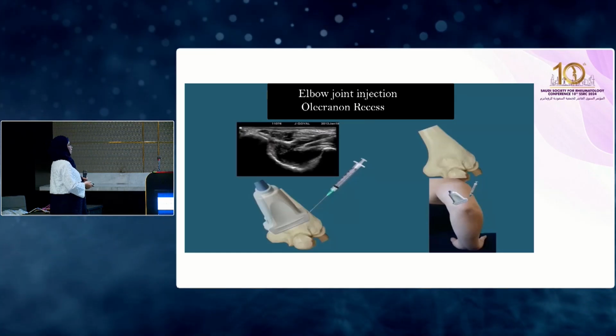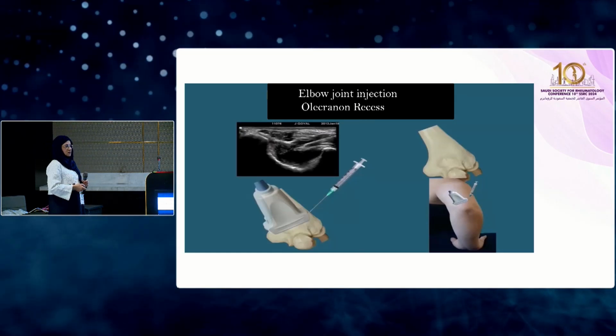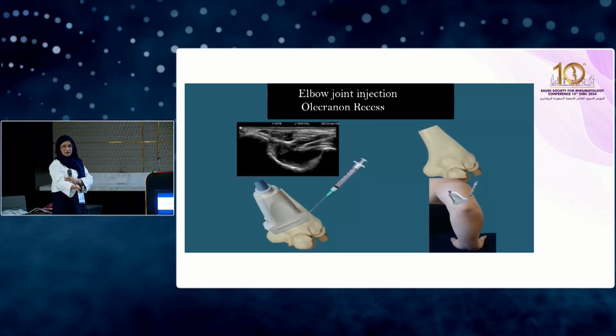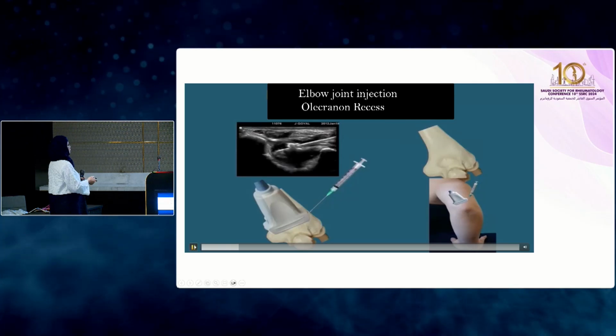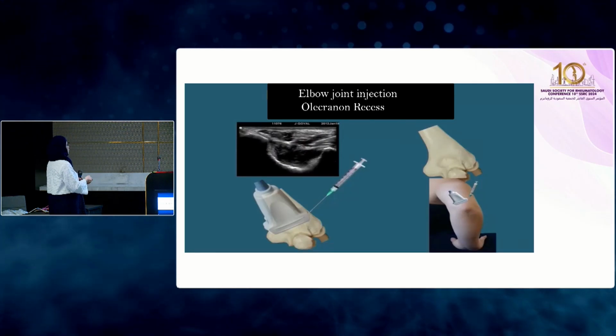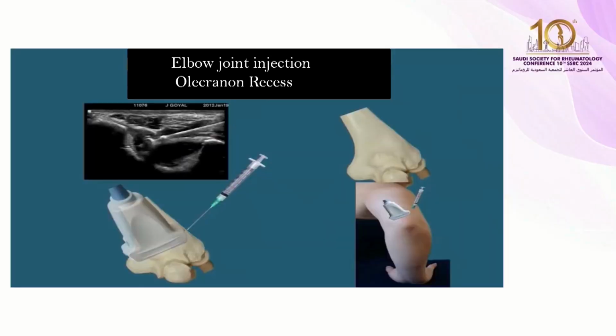For the elbow joint, we have two approaches or two techniques. Either you go posteriorly or anteriorly. For the posterior approach, you can visualize the olecranon recess or fossa, and there is a hypoechoic collection here which is fluid. The patient's elbow is flexed 90 degrees. You go behind the patient and look into the olecranon.